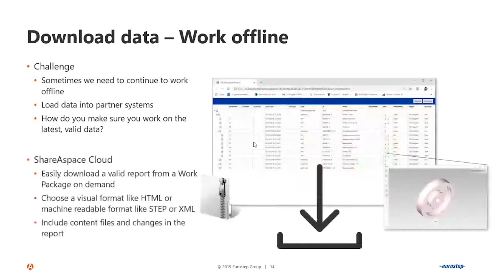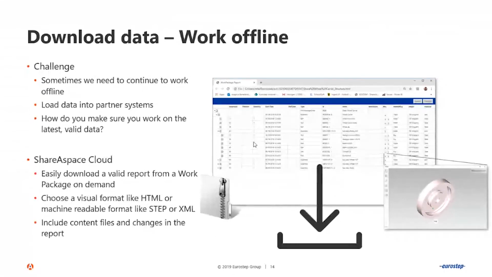In ShareAspace, you can easily download a work package on demand. That means that you get a report of the latest data, and we can even manage and give you all the changes. So in that report, you see all the changes that occurred as well. You can download this in a visual format, HTML, and Matthias will show that soon, or in a machine-readable format like STEP or XML that you can use for your own systems, of course. And all the files that are attached and available to you can also be downloaded into a complete package.